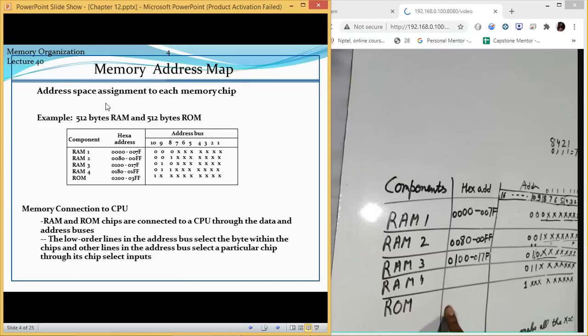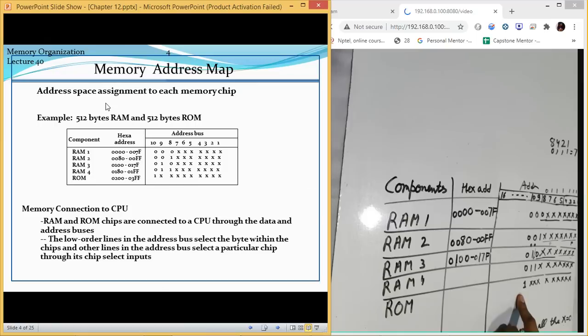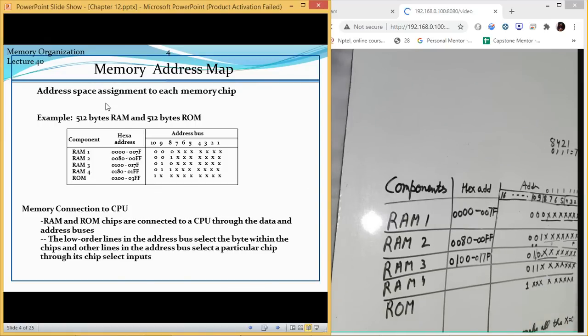Similarly, you can find it up to this particular value. So this will be the final address which we are going to use. So if you want to calculate this address, how can you do that? Make all these values 0 first. Make all these values 0.